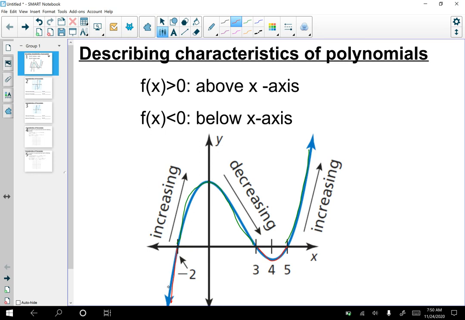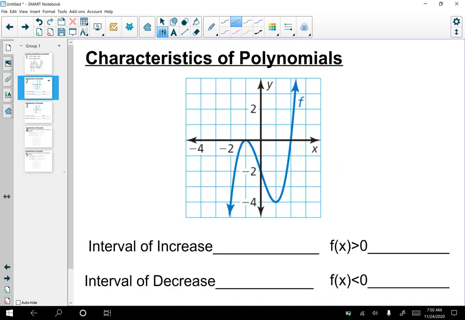And then again, increasing is just wherever that function is going up if you were to trace it with your pencil, and decreasing is wherever that function is dropping or going down if you were, again, tracing with your pencil. So we're going to look at a few examples of identifying those intervals. If you feel like you have a good grasp on this, go ahead, pause the video, and then check back in. But I'm going to run through this first problem here.